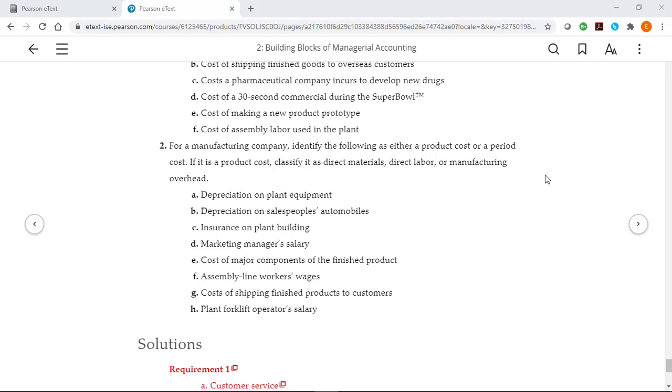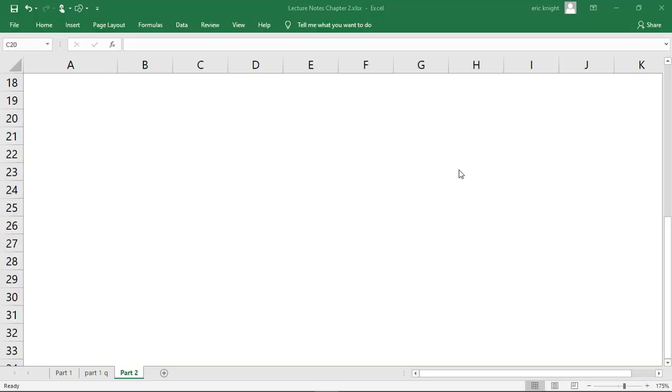The plant lift operator salary. It's in the factory. Product cost. But it's not direct labor because the person is not actually building anything. He or she is just moving things around, right? Forklift. So that's going to be manufacturing overhead. If you had trouble with these, make sure you continue to practice them. Do as many as you can to practice them in the chapter.